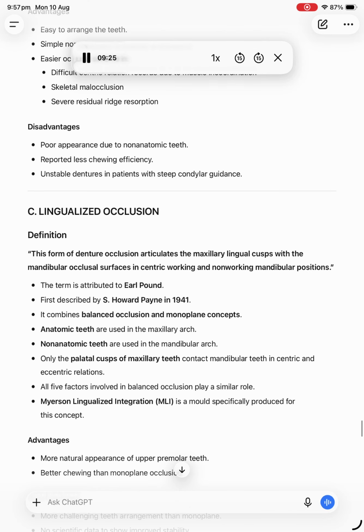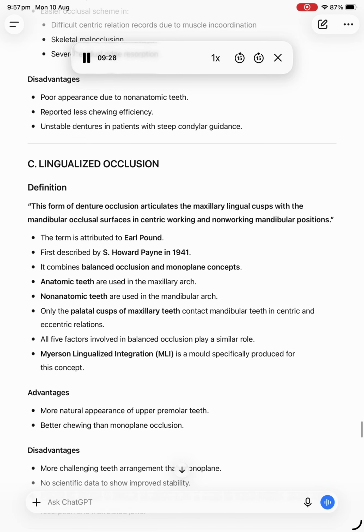C. Lingualized occlusion. Definition. This form of denture occlusion articulates the maxillary lingual cusps with the mandibular occlusal surfaces in centric, working and non-working mandibular positions. The term is attributed to Earl Pound, first described by S. Howard Payne in 1941. It combines balanced occlusion and monoplane concepts.